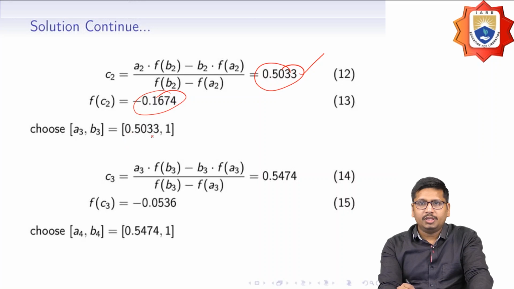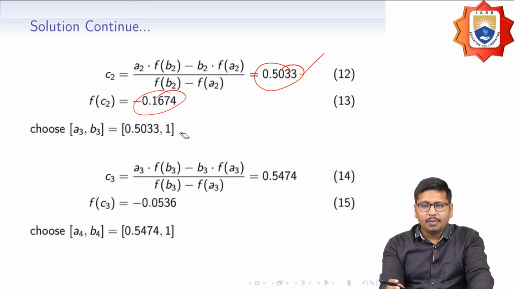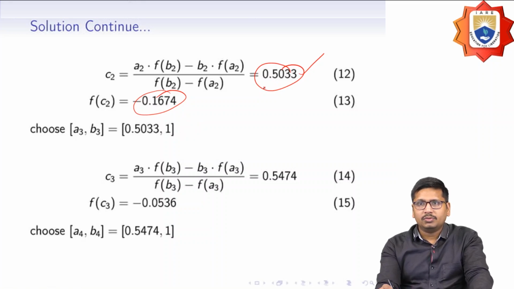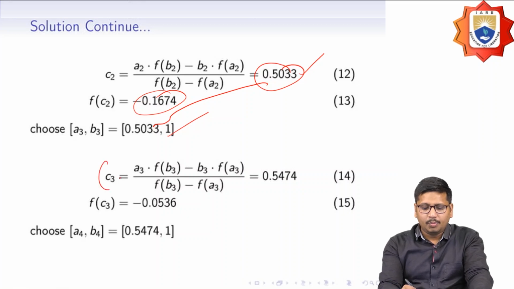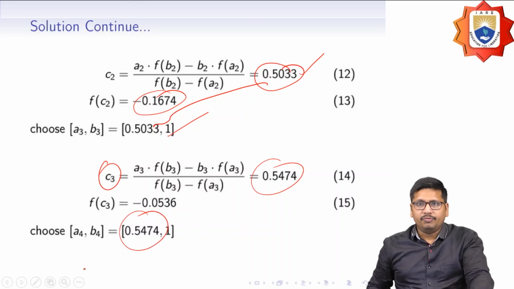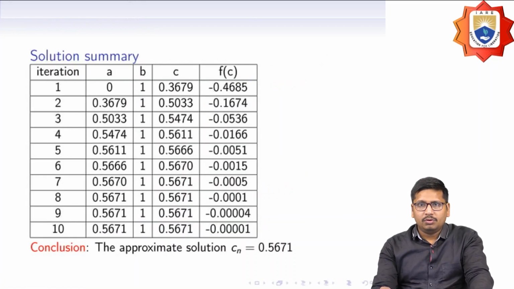And a3, b3 means again I'm going to change the interval values. This should be the starting one, and 1 should be common here. Again I find c3 here. Then I get a4 and b4. After doing all this, I prepared a table based on the iterations, with the values of a, b, c, and the value of f of c also.